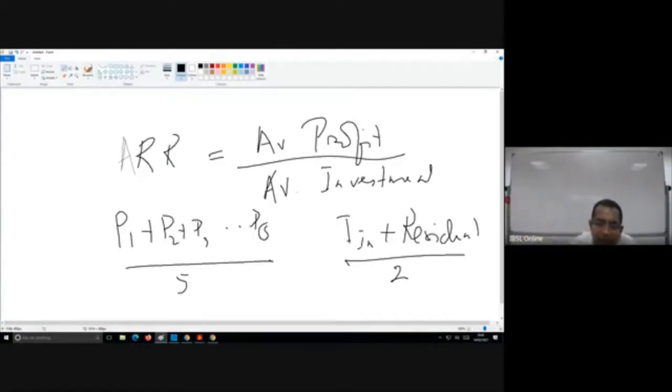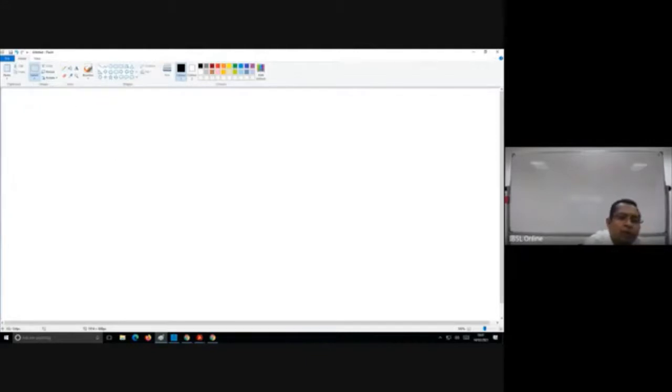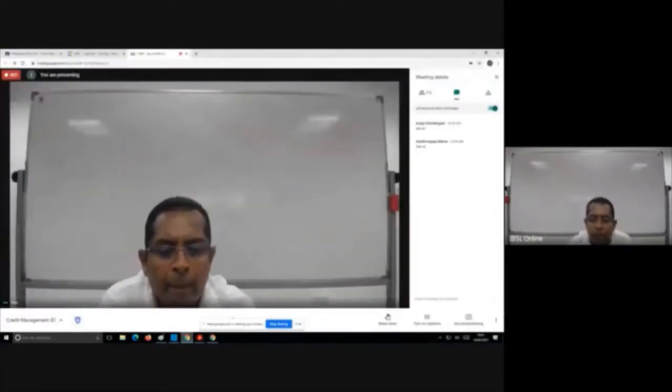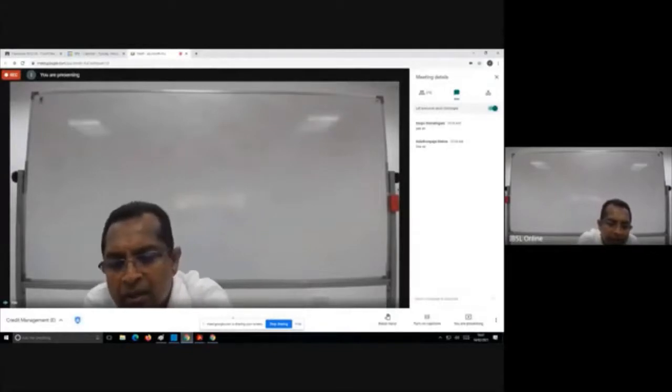Average profit is for the lifespan; you add all the profits and divide by the number of years. Average investment is initial investment plus residual value, divided by 2. Residual value is the value we can generate by selling our assets at the closure of a business, right? So today we will be discussing the other 2 items.